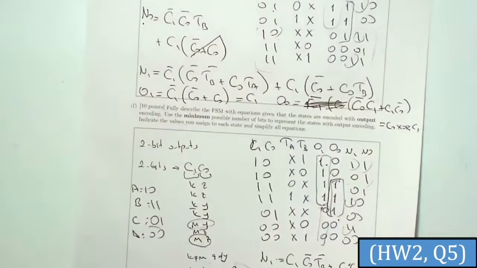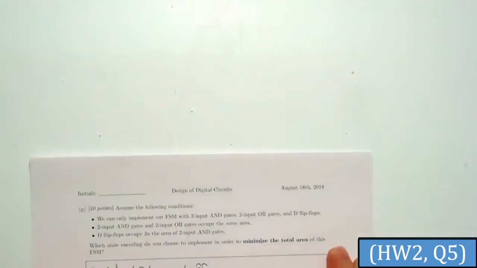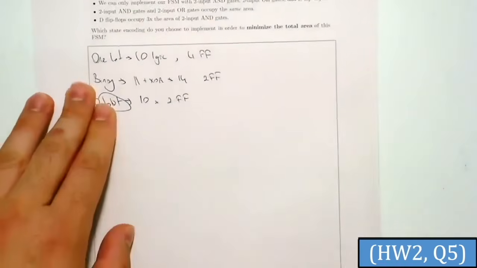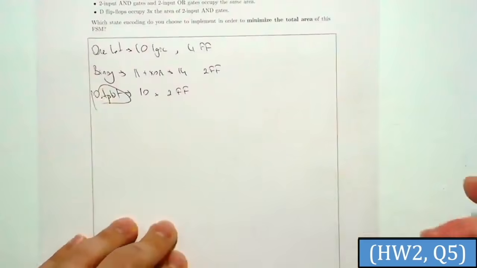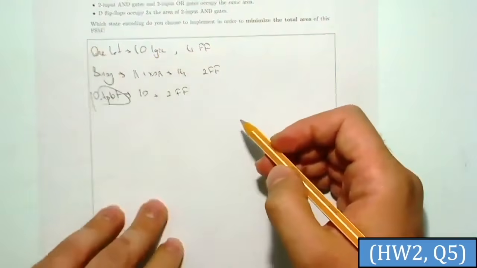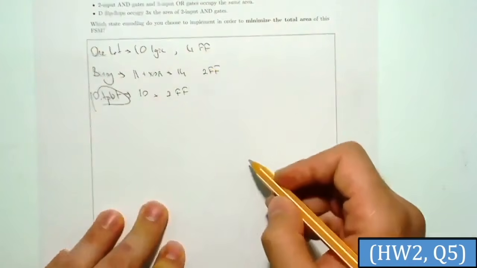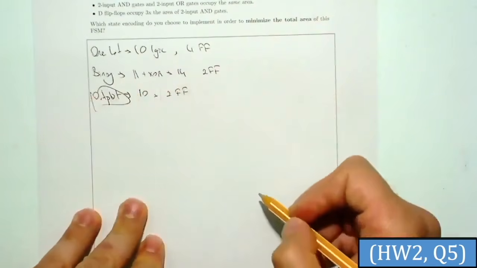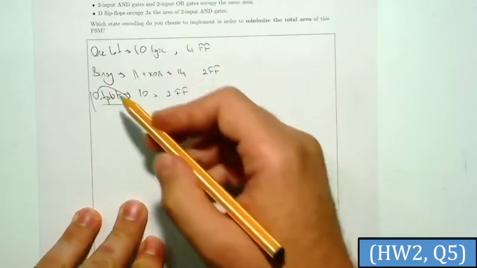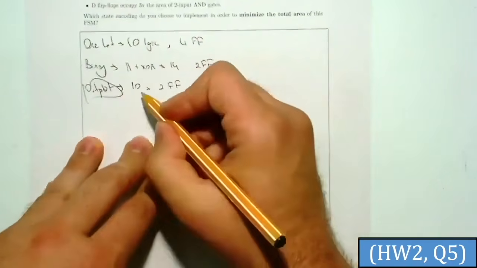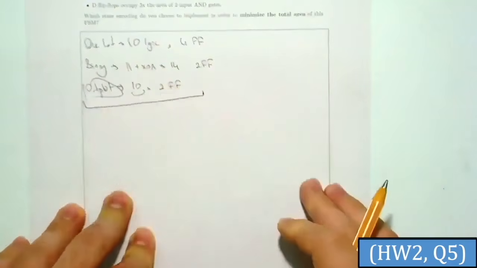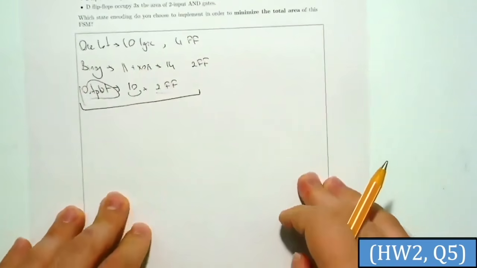The last question asks, right? So the last question says that, so which one would you choose to minimize the total area of this FSM? So if you count the number of logics in the Boolean equation that I write, so you'll see that we have 10 logic units for one hot encoding, and I have 2 bits to represent the states. And for binary, I have 11 plus XOR. This would make 14 and 2 flip-flops. And for output encoding, I have again 10 logic units and 2 flip-flops. So in that manner, using output encoding makes sense over the others.